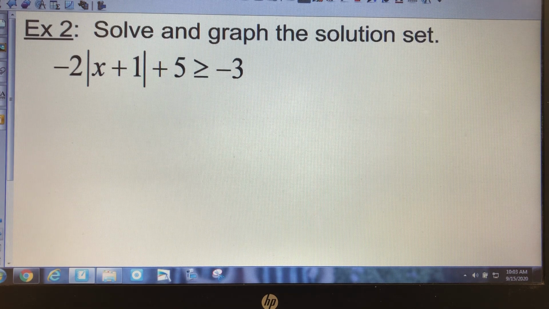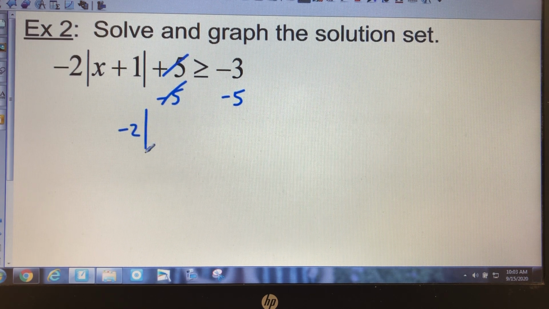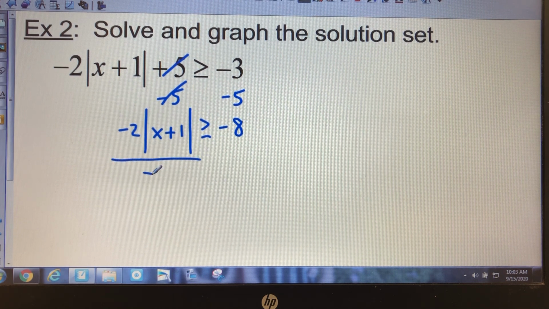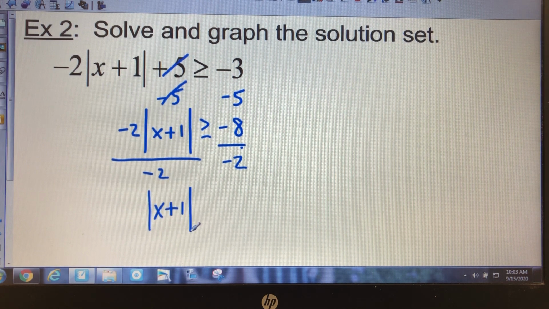All right, let's look at the next example. Now this one gets a little more challenging. So we can't set up our two parts just yet because the absolute value part is not by itself. We have to do that first. So subtract the 5 from both sides. Divide both sides by -2. That gets your absolute value part by itself. Okay, you have to do that first.